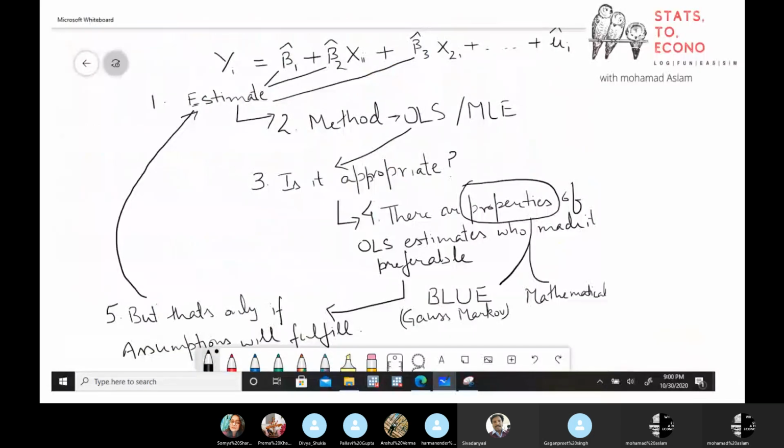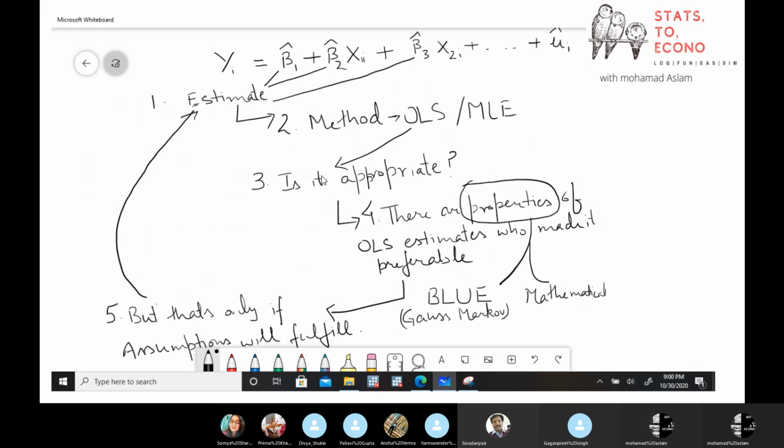Like, for example, in this particular part 3, as I told you, we are restricted to one combination: cross section, quantitative dependent variable, and quantitative and nominal scale independent variables. So that's one combination. But if this combination changes, like we have a time series or a qualitative dependent variable, then we need some modifications in this model or methods.